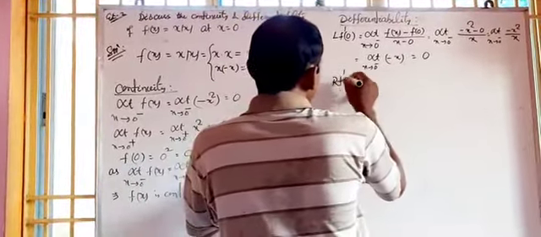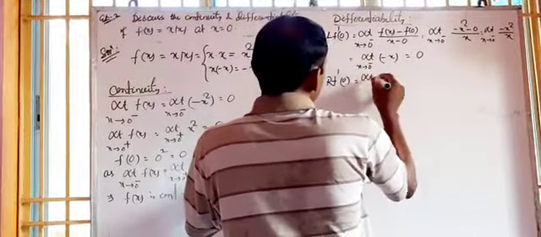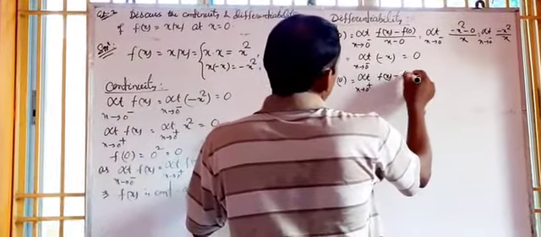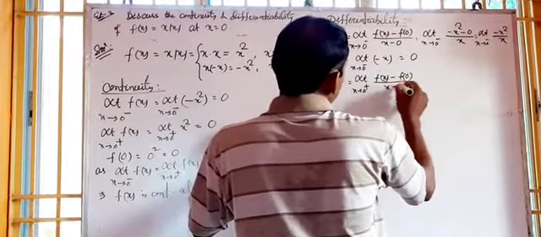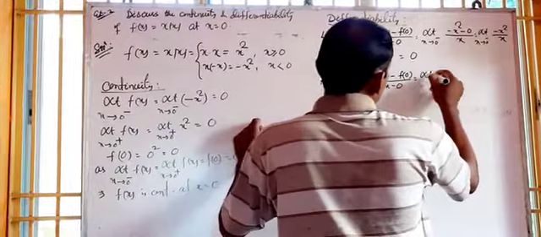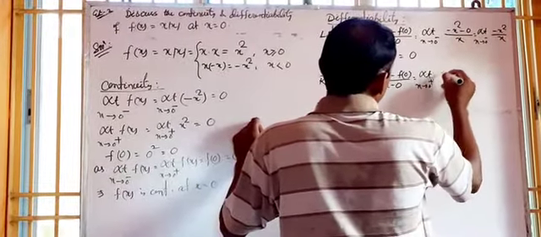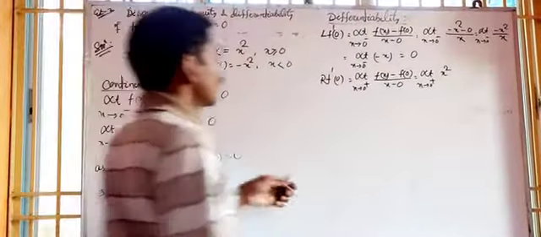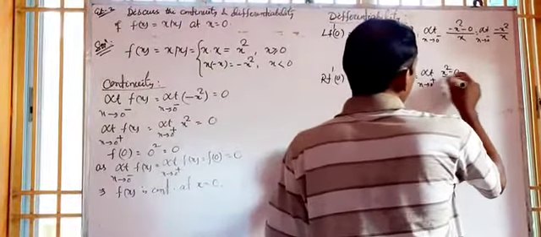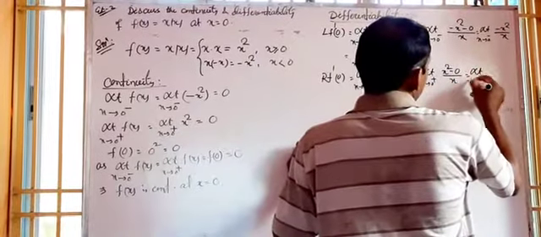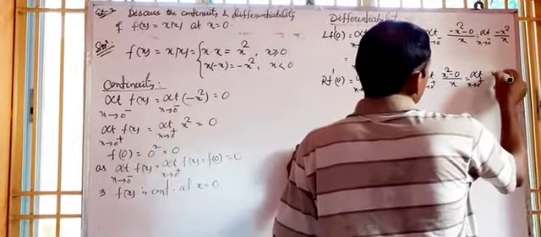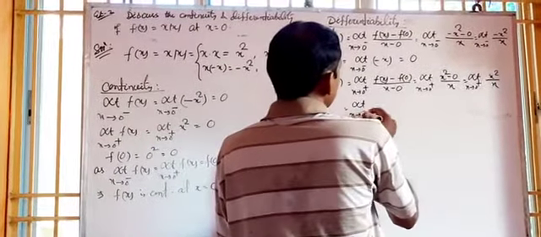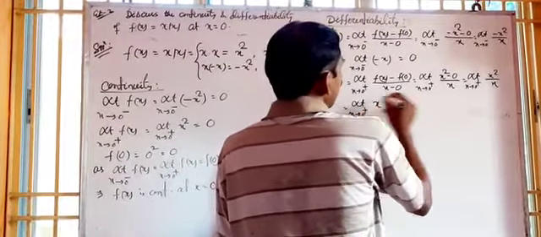Similarly, R f dash of 0. So limit x tends to 0 plus f of x minus f of 0 by x minus 0. This is limit x tends to 0 plus, it is positive, greater than or equal to 0, x square. So x square minus 0 by x. So limit x tends to 0 plus, it is x square by x. So limit x tends to 0 plus, it is x, this is 0.